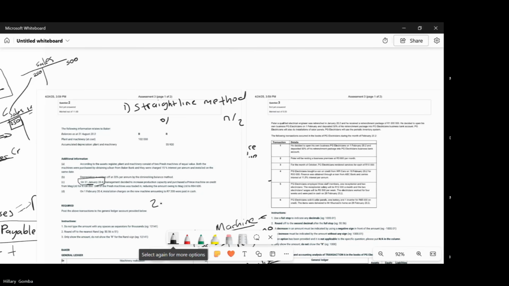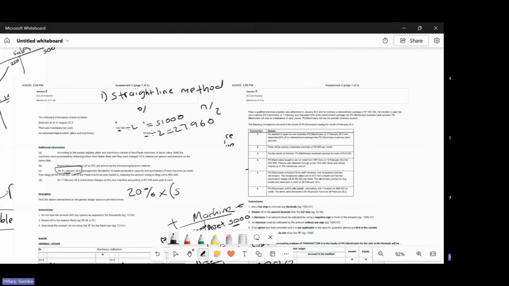Okay. So now you say 20% times open brackets. We said this divided by 2, which you got 51,000. And then now say this one divided by 2, which is 55,920 divided by 2, we get 27,960. So I'm dividing this by 2, dividing this by 2, because we want for one asset, which is going to be 51,000 minus 27,960 close bracket times. So the last time that they calculated depreciation was on 31 August.